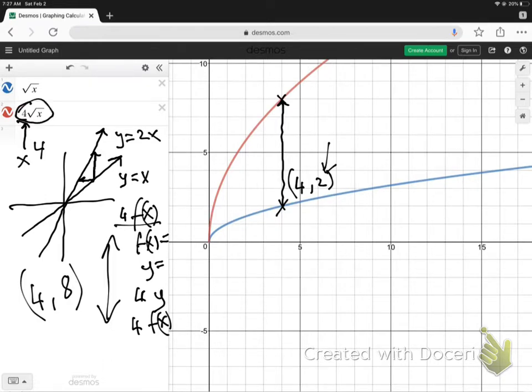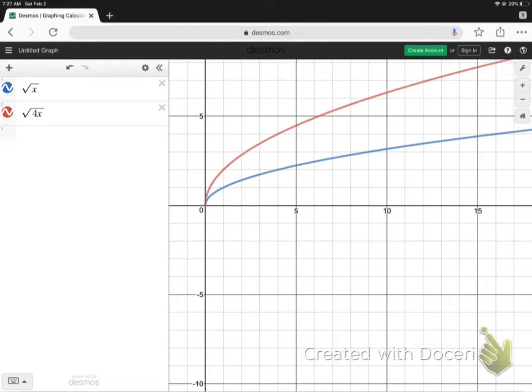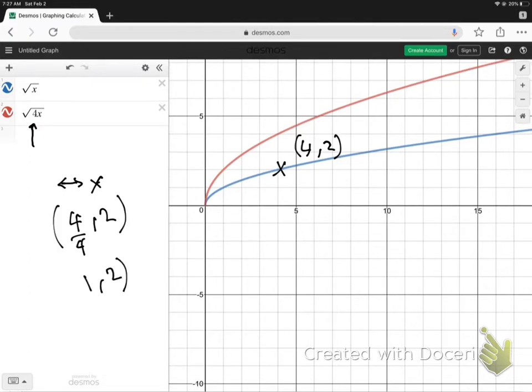So, think about that. Stretching it vertically. Of course, the next one is compressing it horizontally. This is inside the function, so I'm going to shrink it in this direction. So think about it. That direction is the x direction. I'm going to shrink it by a factor of 4. So again, if I have (4, 2), if I shrink it by a factor of 4, I'm going to end up with (1, 2). So in other words, I'm not going that way. No, I'm going this way, and there it is, (1, 2). Okay?